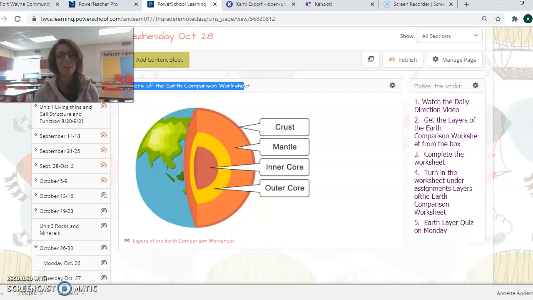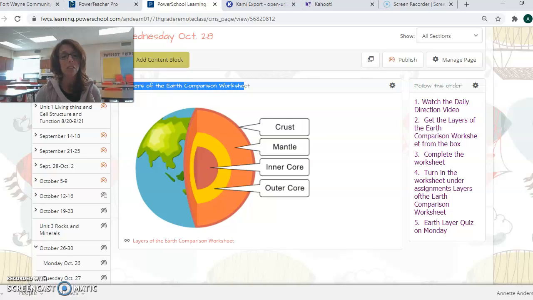Morning, everyone. Wednesday, October 28th. I hope everybody got their station lab completed. You had 2 days to figure that out and work and learn all that new stuff about our Earth's interior. Who would have thought there was so much going on under that?